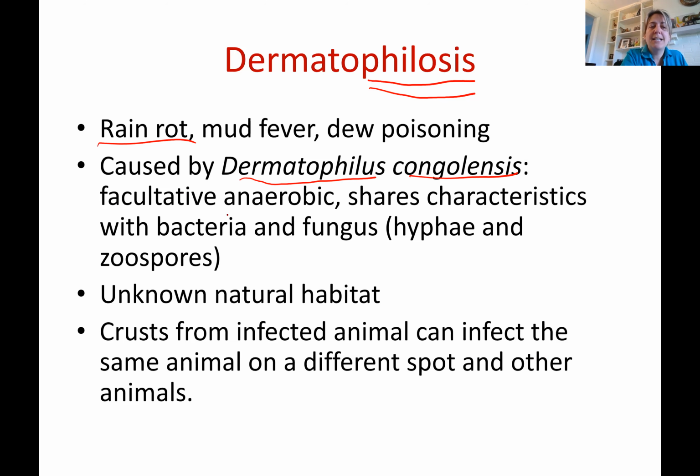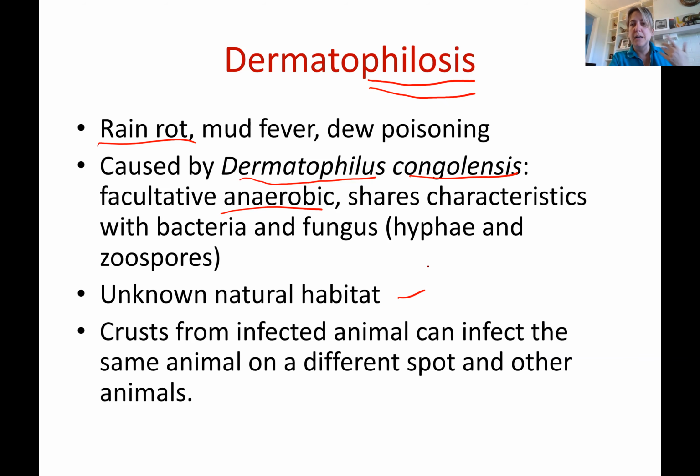It is facultative and aerobic, so it can live in the presence or absence of oxygen, but prefers lack of oxygen, and shares characteristics between fungi and bacteria. So a lot of the times people thought it was a fungus, and now it's decided it is a bacteria. No one knows what the natural habitat is, but it shows up in the horse. Maybe it's already living on the skin of the horse.